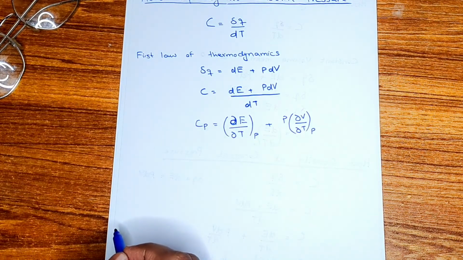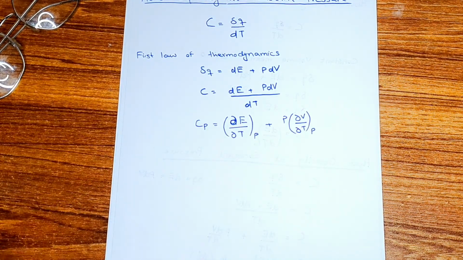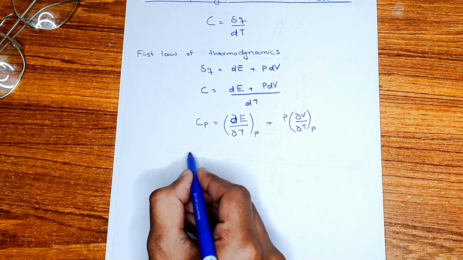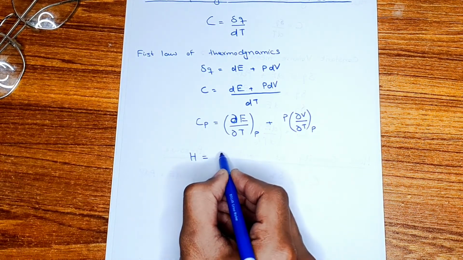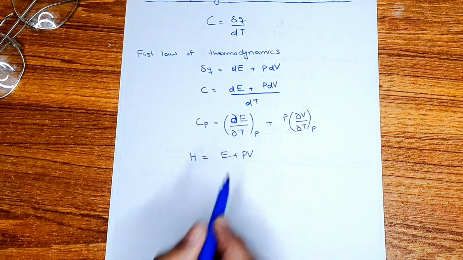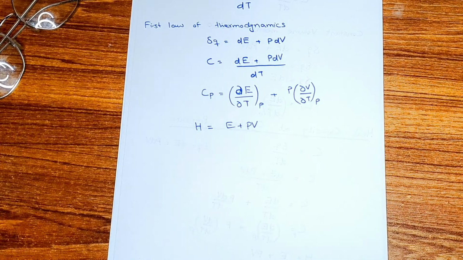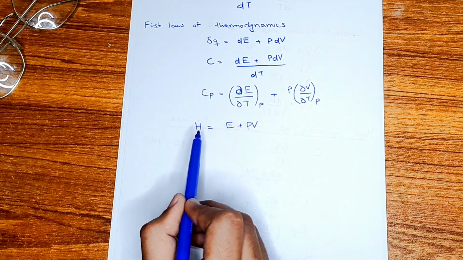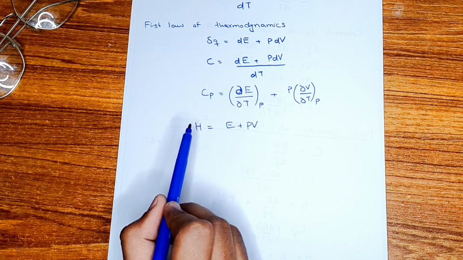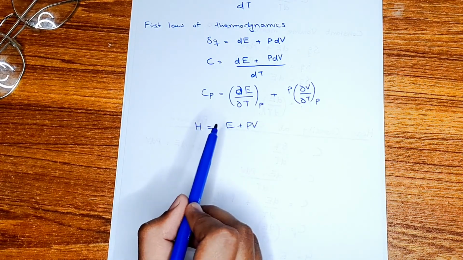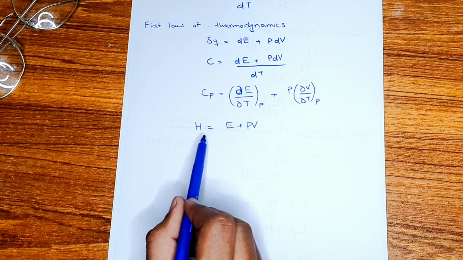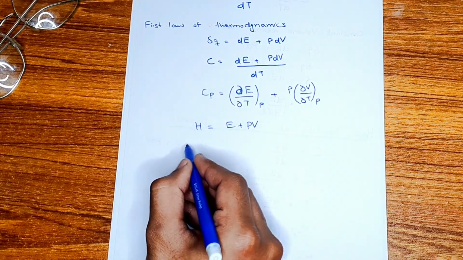Okay, so now as you can see here that the Cp means the heat capacity at constant pressure, and now you know the equation for enthalpy that we have determined from the first law of thermodynamics is given by H is equal to E plus PV. Okay, so this is the equation for enthalpy that we have calculated from the first law of thermodynamics. So we have to now differentiate this equation with respect to temperature at constant pressure.